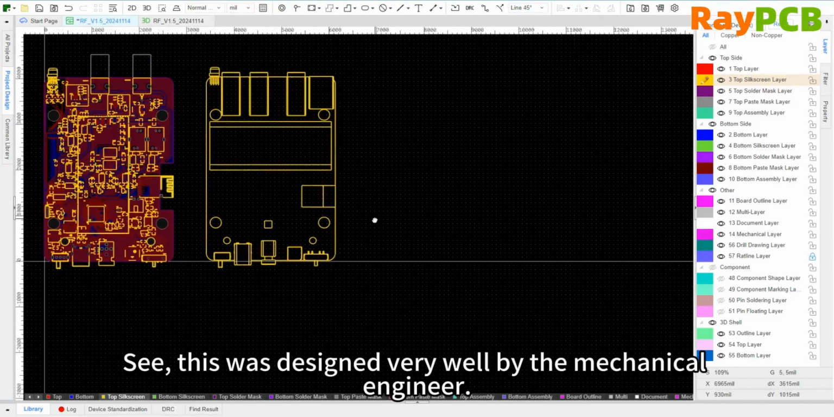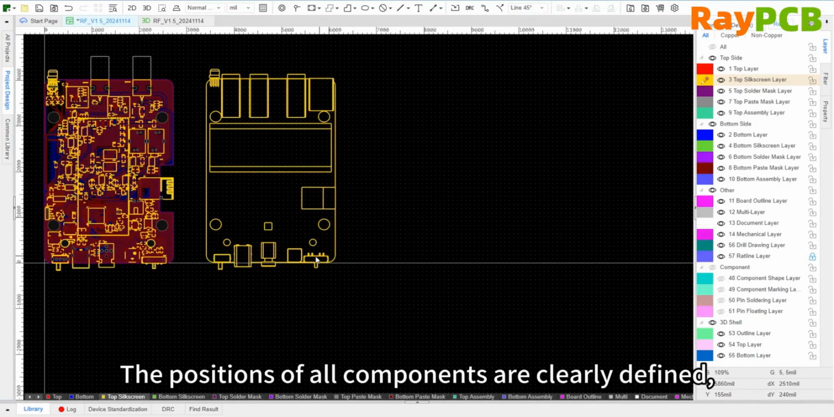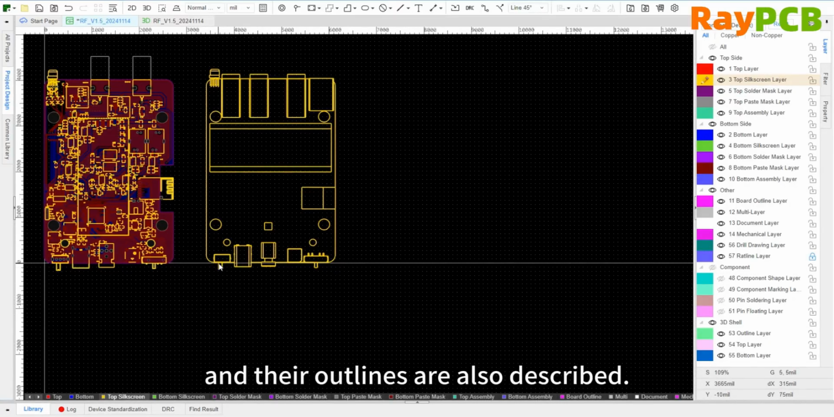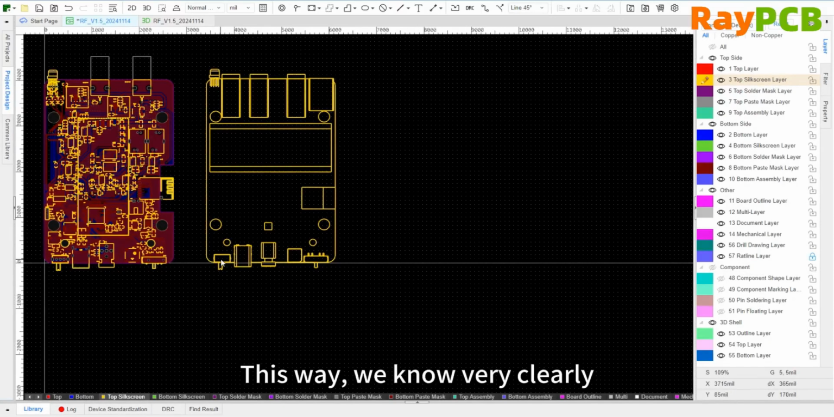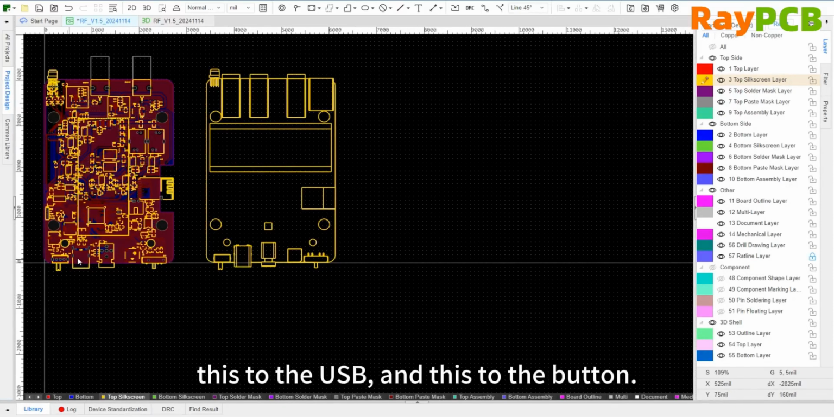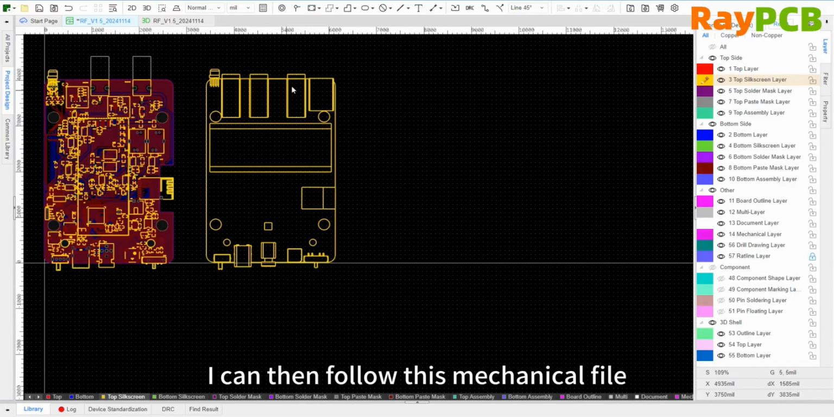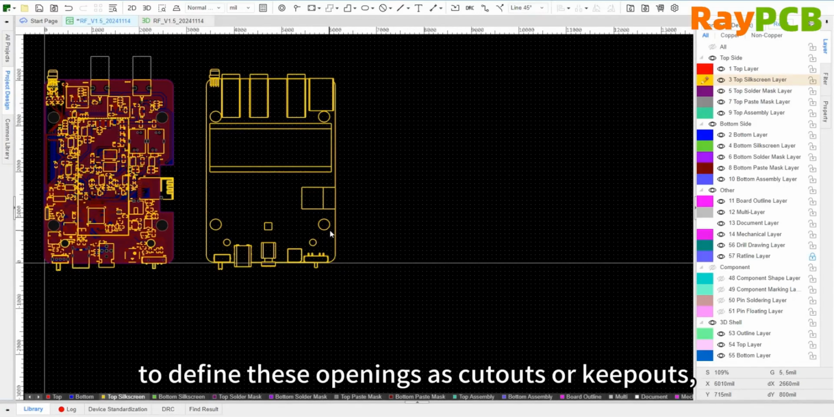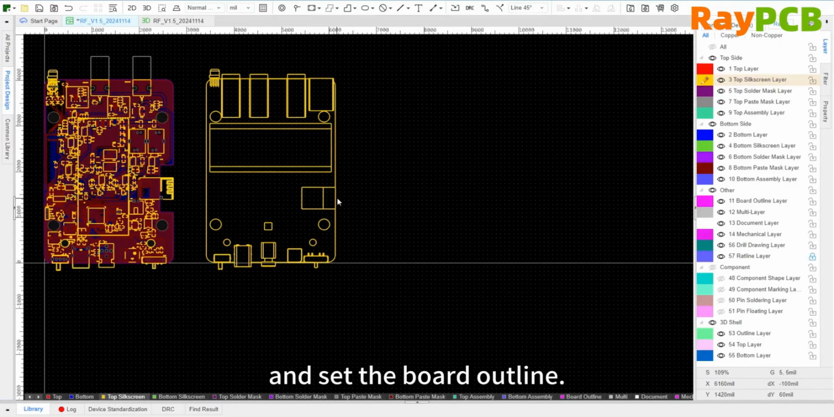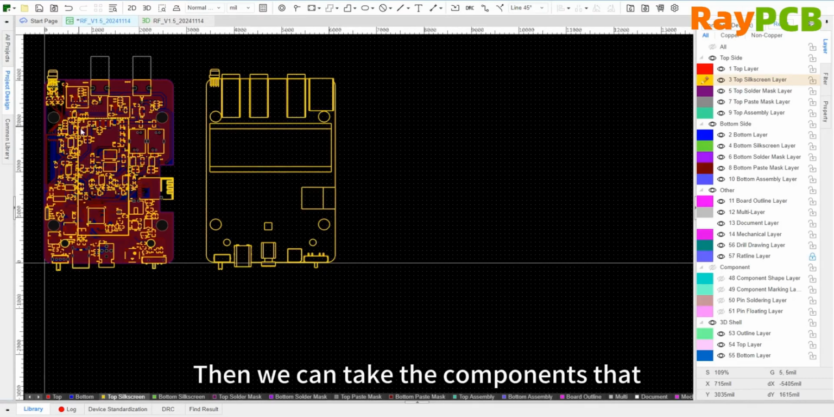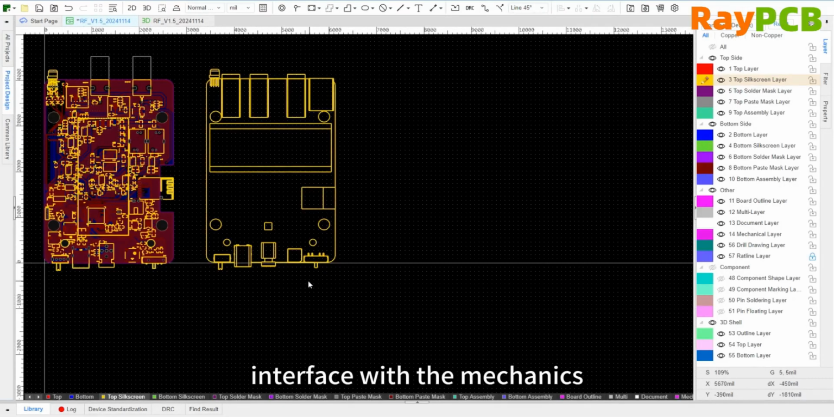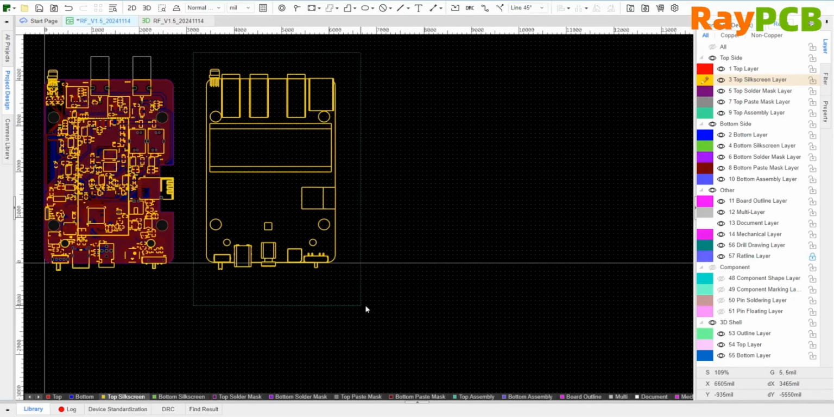You can see that the structural engineer has done an excellent job with the design, clearly specifying the positions of all the components and describing their outlines. This way, we can clearly identify, for example, this corresponds to the switch, this to the USB, and this to the button. The LED and other interfaces above are also very clear. I can then use this structural file to design these openings as slots or keyboard features and set up the outer frame. This allows me to place and lock all the components that need to fit with the structure first.